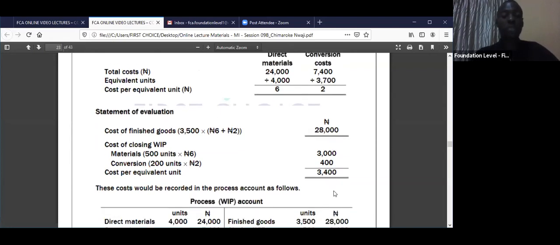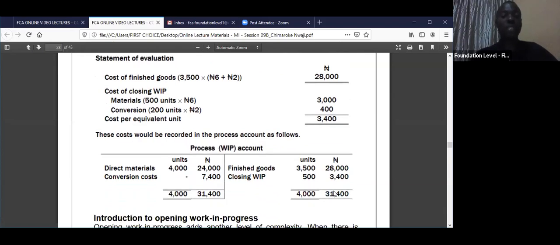Now, we are told that we have to put them in the process account. It means that the left-hand side is the inputs, while the right-hand side is the output, the cost we incur in buying the direct material. Direct material, we said, is 4,000 inputs, and it was 24,000. Conversion cost, we have nothing, but we have 7,400. So when you add here, it is 4,000. This is 31,400.